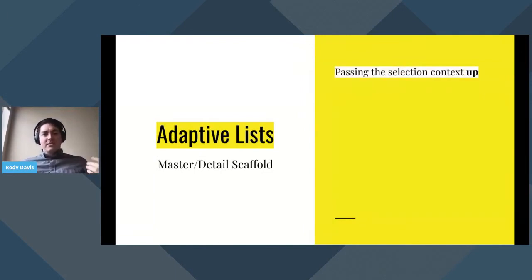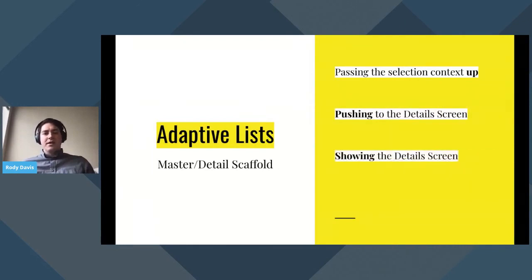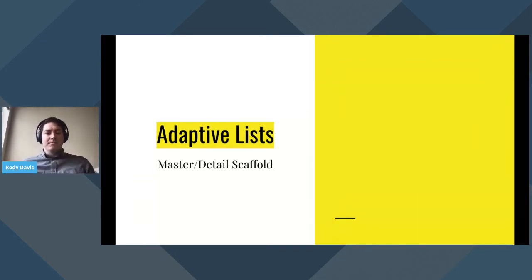What we want to do is pass the selection context up, meaning that when you tap on the item in the list view, instead of doing something right away, we're just going to send it up to the top of the widget and let the parent decide what to do with that tap. We want to push to the detail screen when we're on a mobile device, but then we want to show the detail screen when we're on a tablet device. As well as we want to have a builder for the selection, because we want to return the detail screen with new data each time that a new item is selected.